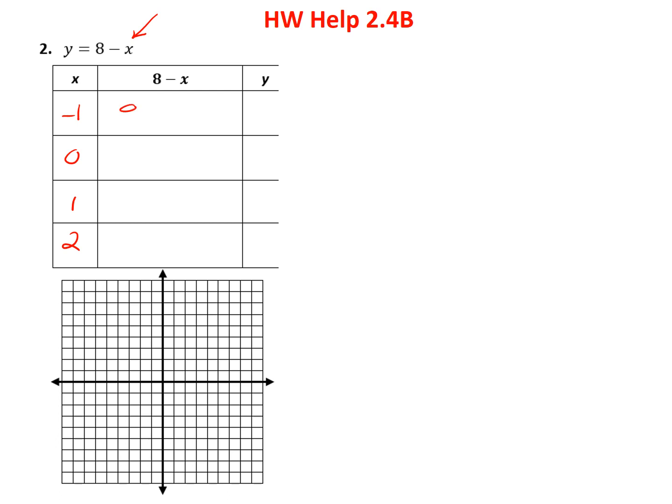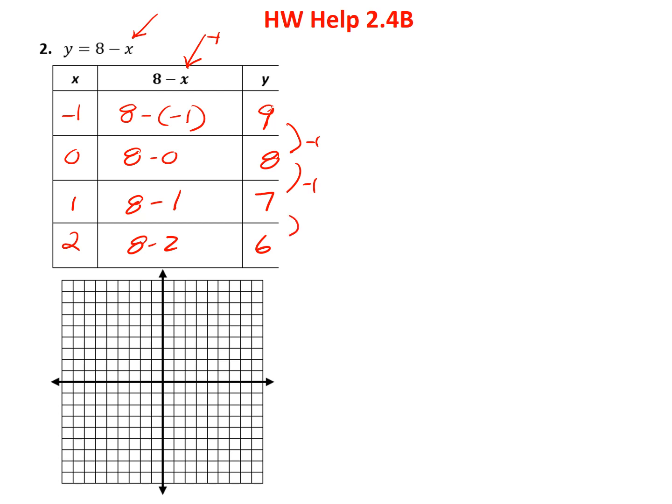First, we have 8 minus -1. Now, subtracting a negative, 8 minus a -1 becomes 8 plus 1, or 9. Next one, 8 minus 0 is simply going to be 8. 8 minus 1 is going to be 7, and 8 minus 2 is going to be 6. Notice here that my slope is -1, so I'm not surprised that this goes down by 1 each time.